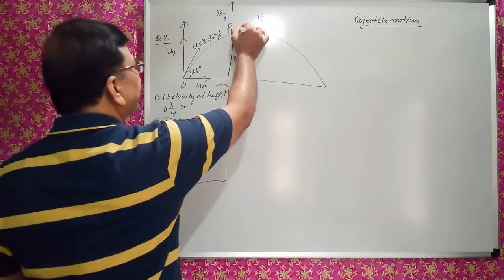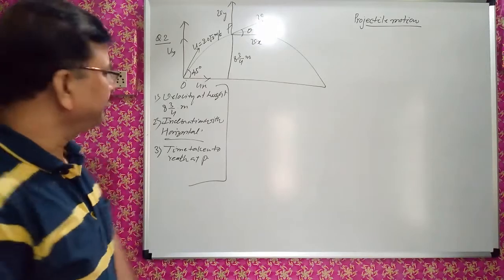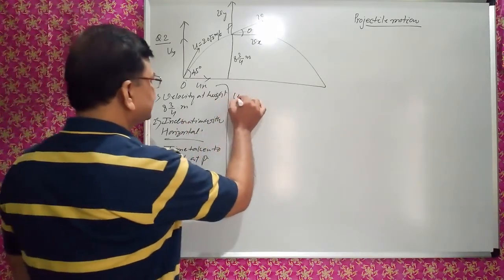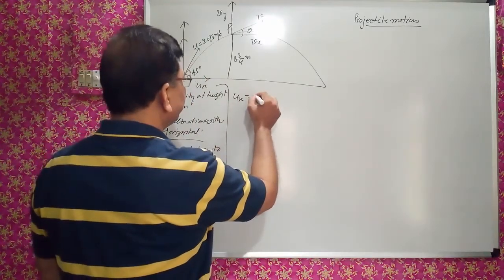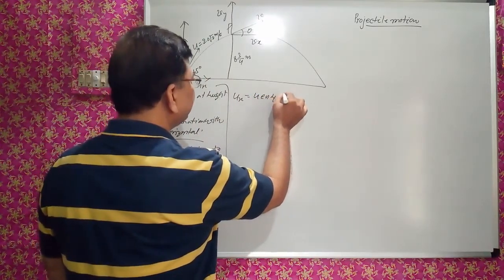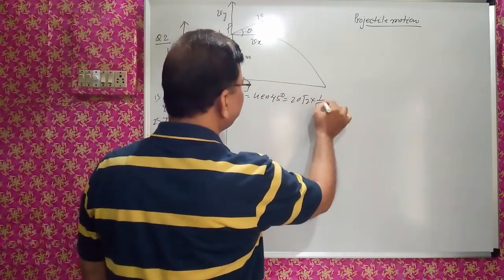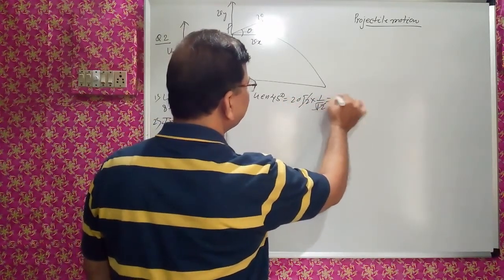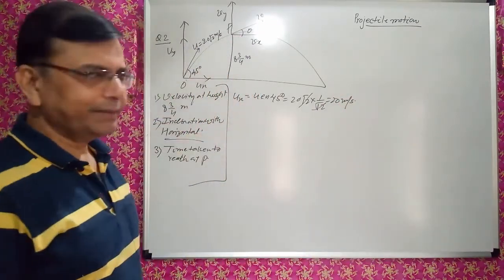So for this angle also we have to find out V as well as theta. So Ux is equal to U cos 45 degree. That is, U is 20 root 3... into cos 45, that is 1 by root 3, it will go, you will get 20 meters per second. Means in this direction it is 20 meters.